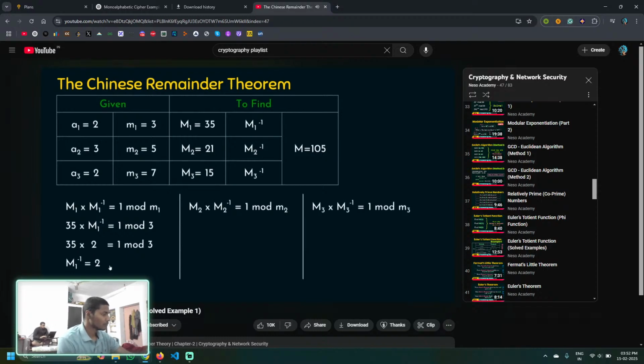If you are not sure about this extended Euclidean algorithm for finding the multiplicative inverse, I request you to watch my previous lectures. We are done with finding capital M1 inverse. Let's now move on to capital M2 inverse. So we know capital M2 multiplied by capital M2 inverse will give 1 mod small m2. So we will substitute the values here.